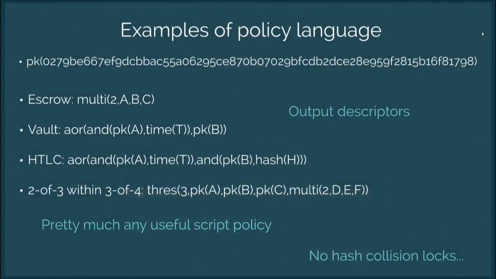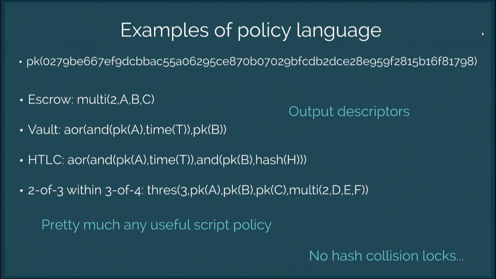So here are some examples of what we can do with that. PK, that's the generator of our group. I'm not going to write them all out in hex. I'm just going to use letters, but in the actual language, anytime you see a letter, you will have to actually provide a public key. So simplest version, 2 of 3 multisig is just multi-2 with 3 keys. A vault construction, which is something that after some time you can spend with 1 key, but there's another key that can always spend.